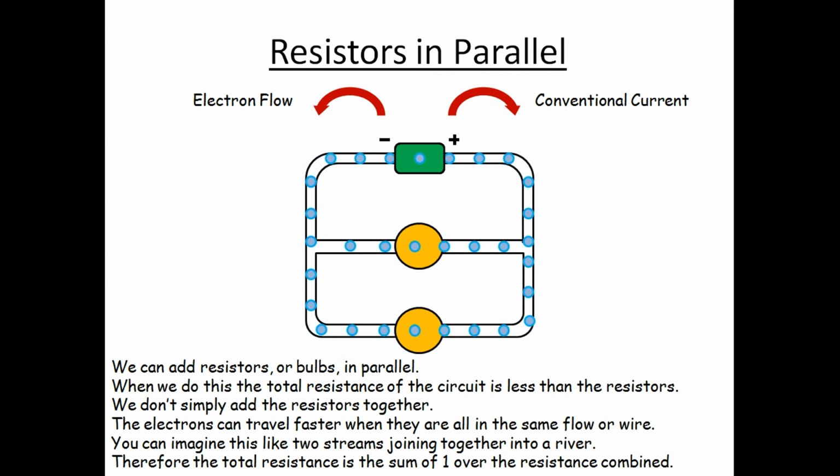We can add resistors or bulbs in parallel too. When we do this, the total resistance of the circuit is less than the resistors themselves. We don't simply add the resistors together. The electrons can travel faster when they are all in the same flow or wire. You can imagine this like two streams joining together into one river. Therefore, the total resistance is the sum of 1 over the resistance combined.